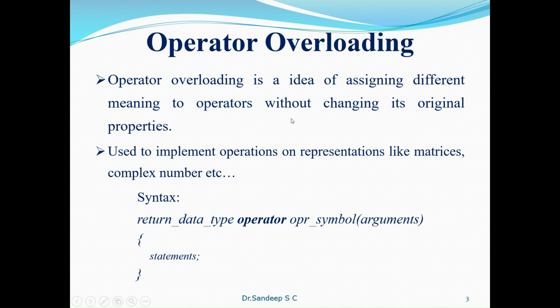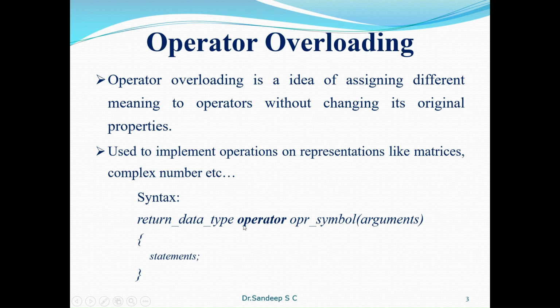Now, here is the syntax. How do we overload an operator? It is exactly similar to how we do any function definition. We have a return data type, then we have the keyword operator, then we have the operator symbol, whatever symbol we want to overload. For example, if we want to overload plus, then I have to give a plus symbol here. Then we pass the arguments which will be used for the operations in the function. It will return a value and take the arguments. All that is similar to any function definition.